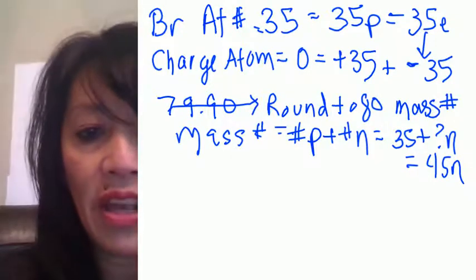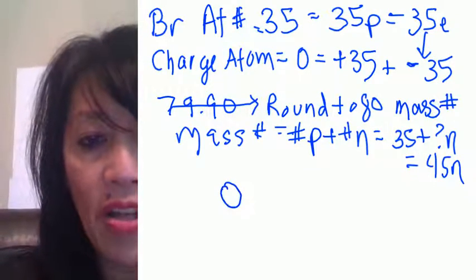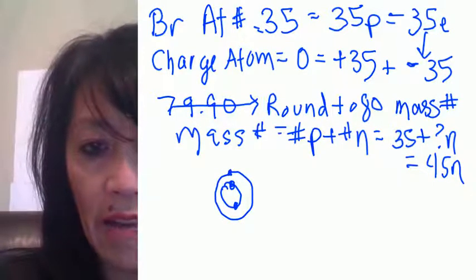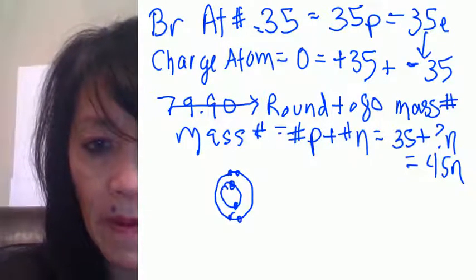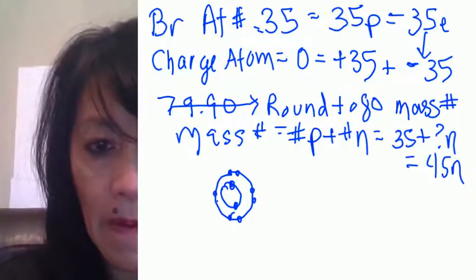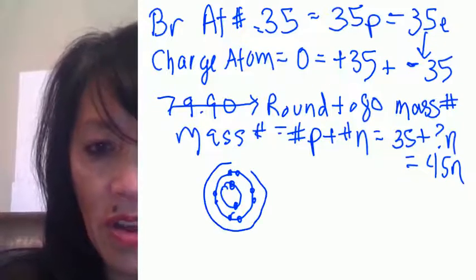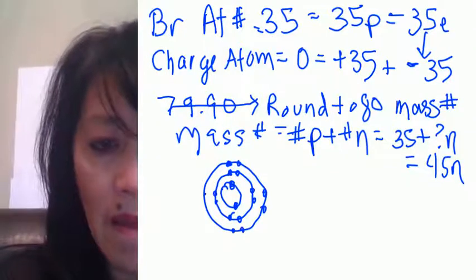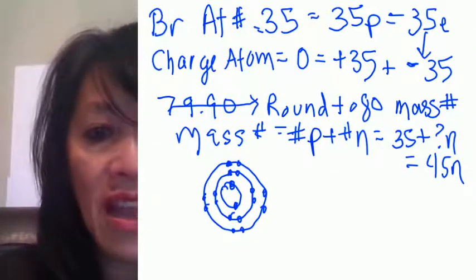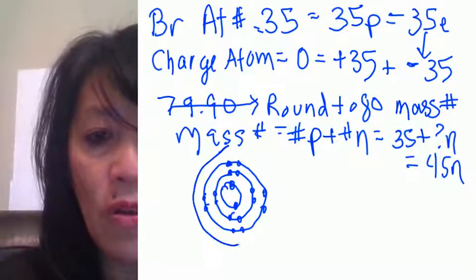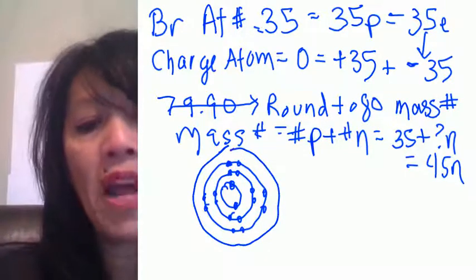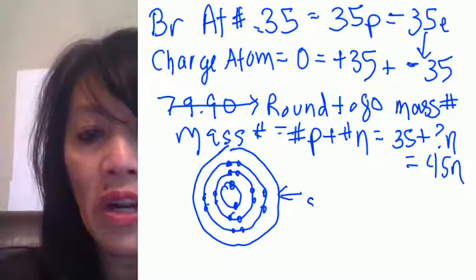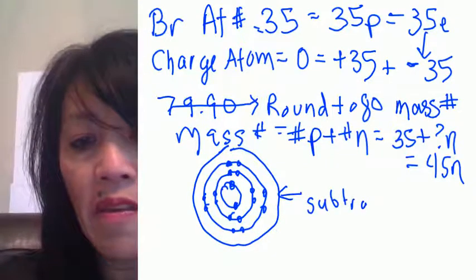So I know that in the first shell, there are only 2 electrons. In the second shell, there are 8 electrons. In the next shell, there's another 8 electrons. And finally, the next shell holds 18 electrons, but you're going to learn eventually that for this last shell, we're going to subtract 10.